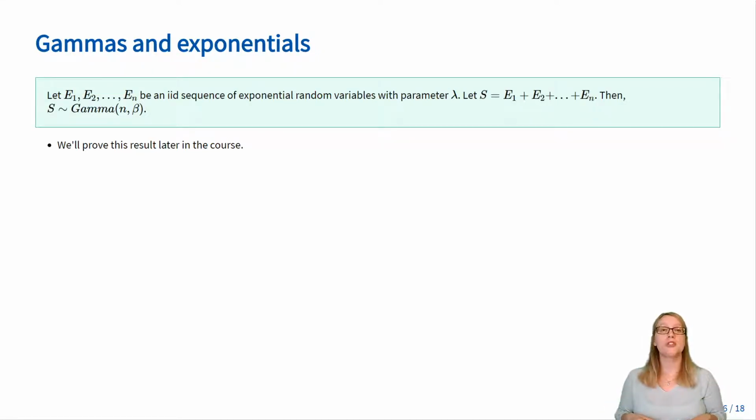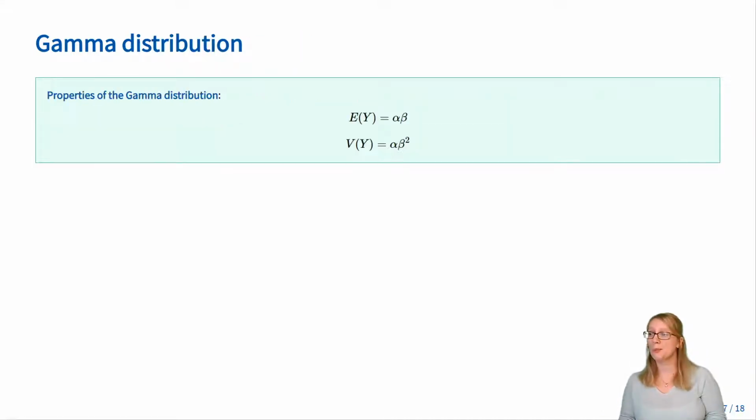Now those exponentials themselves are distributed gamma with alpha equal to 1, beta equal to beta. But if we add up a bunch of exponentials, we get back a gamma. Specifically, we get back a gamma with parameters n and beta. We'll actually prove this result a little bit later. We do need one additional tool in our arsenal in order to do so.